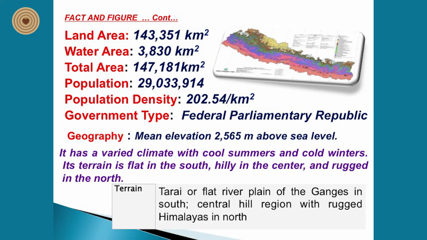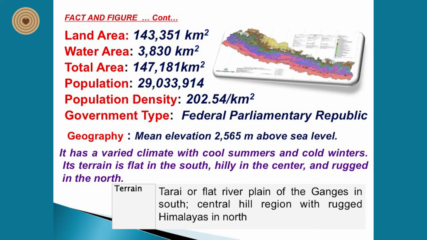Facts: Nepal has a total area of 143,351 square kilometers. Water area is 3,830 square kilometers, and population is 29 million. Population density is 202.55 per square kilometer. Government type is Federal Parliamentary Republic.